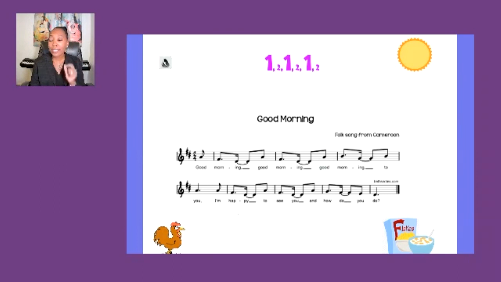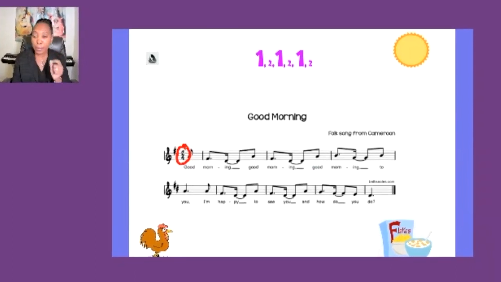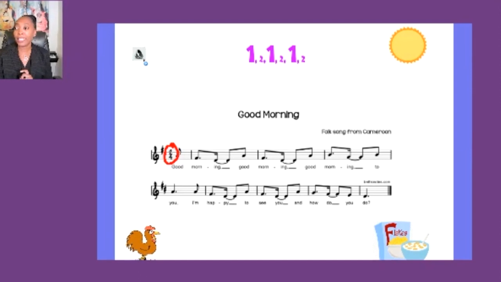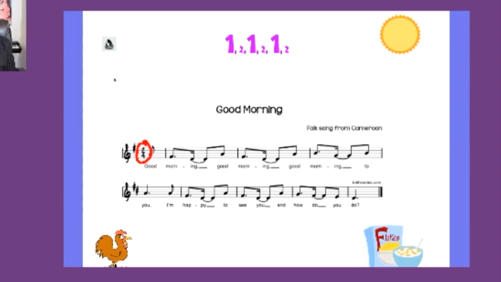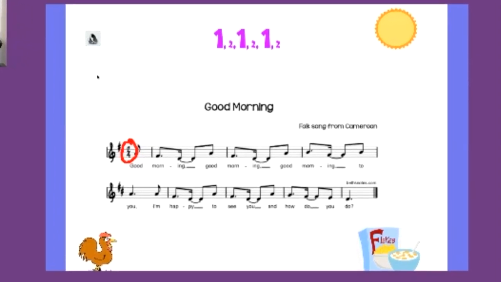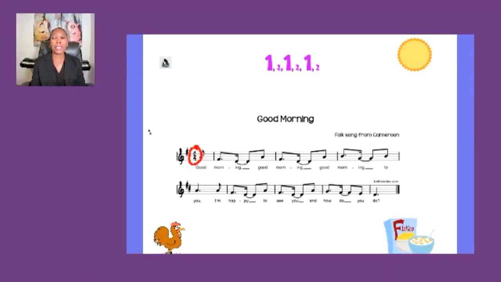And now let's listen to another song called Good Morning, which is in what? 2/4 time signature. Let's look here at this time signature, and you can see it's 2/4. So let's listen now. Good. So did you hear that? 1, 2, 1, 2, 1, 2. 1, 2. All right. Excellent, excellent job today.